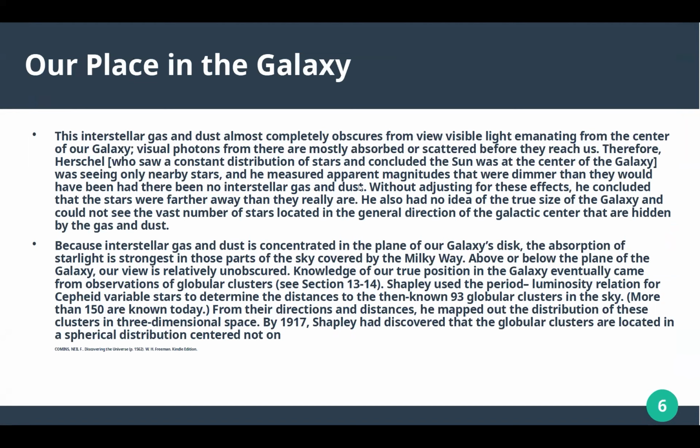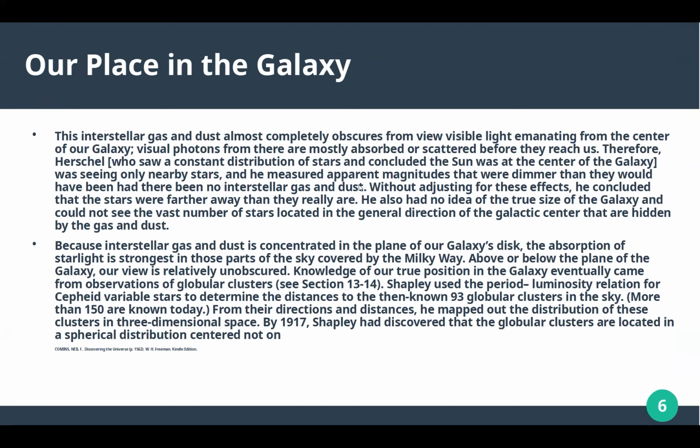Without adjusting for these effects, he concluded that the stars were farther away than they really are. He also had no idea of the true size of the galaxy and could not see the vast numbers of stars located in the general direction of the galactic center that are hidden by gas and dust. Because interstellar gas and dust is concentrated in the plane of our galaxy's disk, the absorption of starlight is strongest in those parts of the sky covered by the Milky Way. Above or below the plane of the galaxy, our view is relatively unobscured. Knowledge of our true position in the galaxy eventually came from observations of globular clusters.